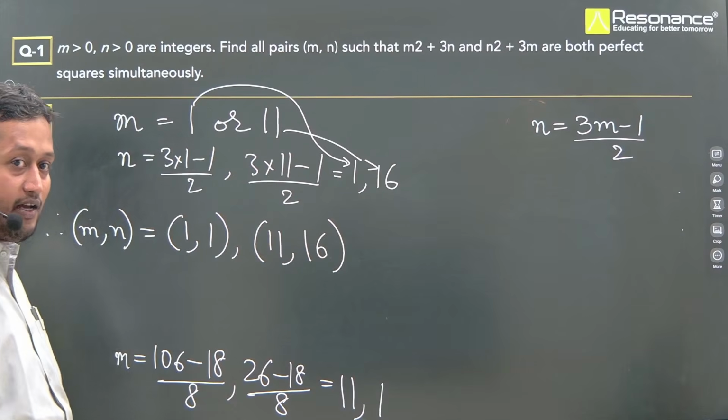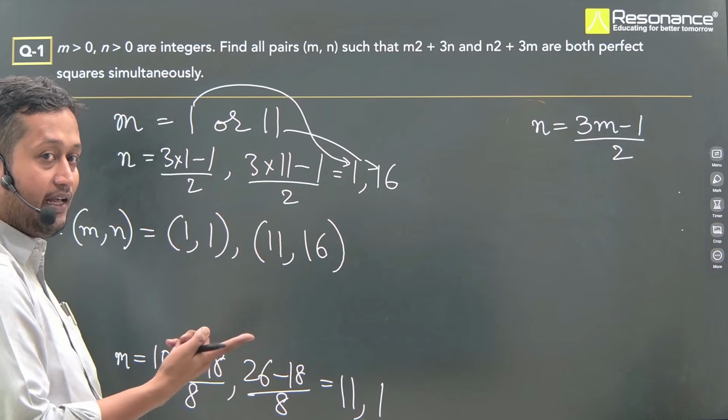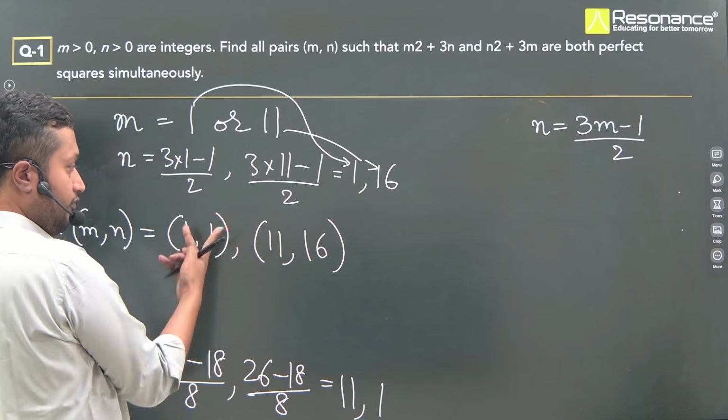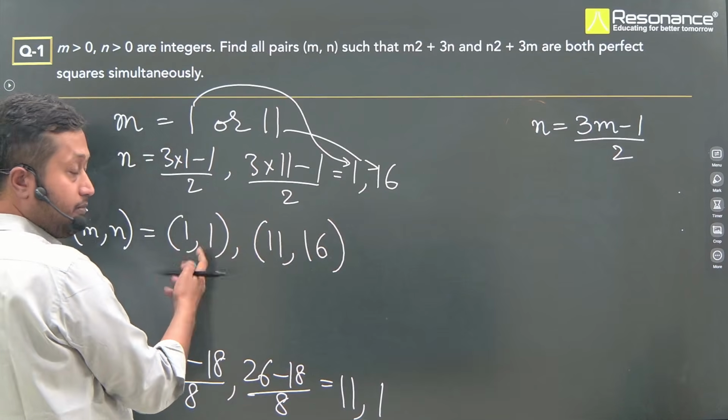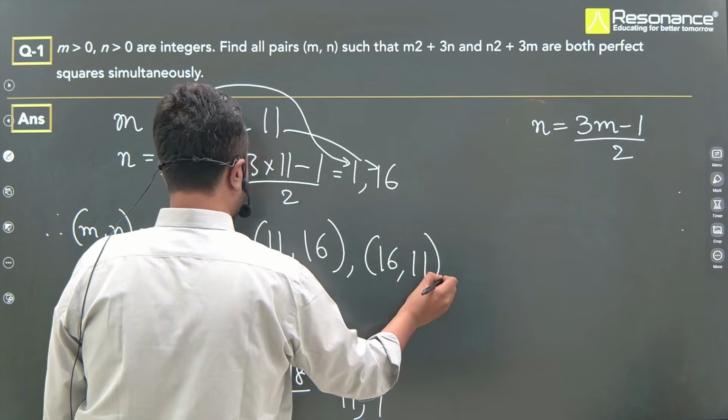And if you remember, in the very beginning we assumed that m is less than or equal to n. If it's greater than n, you just have to flip all the coordinates. By the way, that gives you the same thing. So these are the solutions.